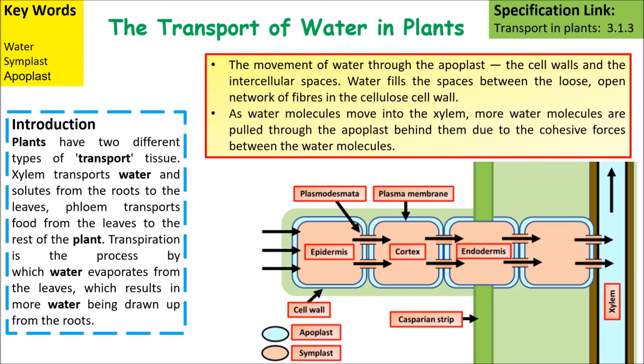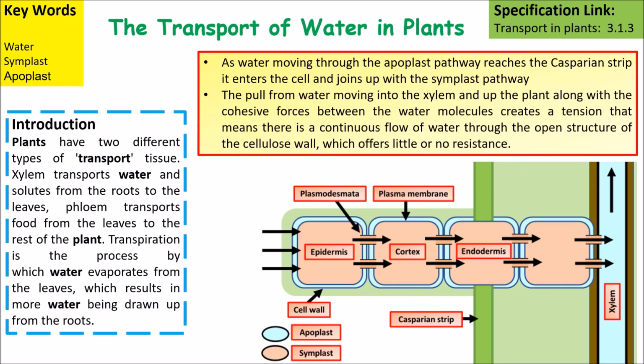The movement of water through the apoplast pathway, the cell walls and intercellular spaces: water fills these spaces between the loose open network of fibres in the cellulose wall. As water molecules move into the xylem, more water molecules are pulled through the apoplast pathway behind them by the cohesive forces that act between individual water molecules. As water moving through the apoplast pathway reaches the Casparian strip, it enters the cell and joins the symplast pathway.